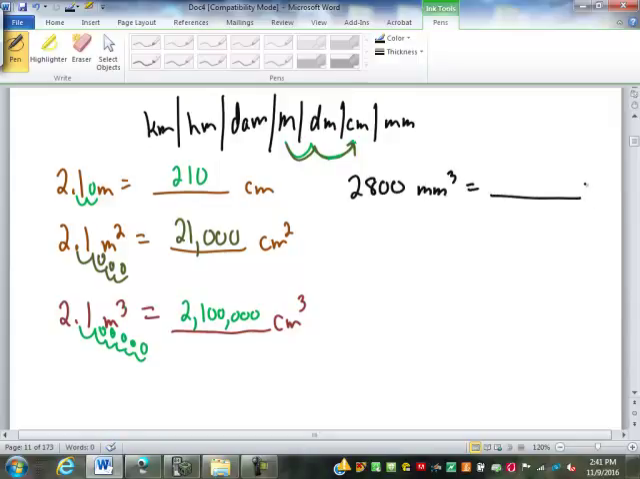So if I have 2,800 cubic millimeters, I'm going to cubic centimeters. Millimeters to centimeters is only 1 spot to the left on my chart. How far does my decimal point have to move? Well, because these are cubed, every position on the chart is how many decimal places? 3. So 1 spot to the left on the chart, my decimal point has to go 1, 2, 3 spots to the left. That becomes 2.8 cubic centimeters.